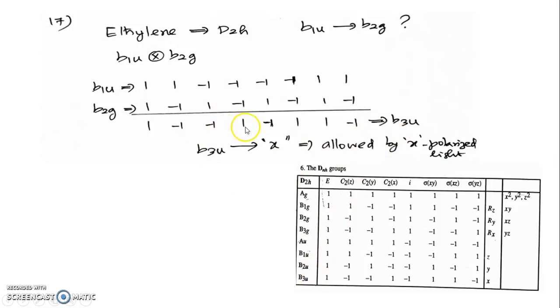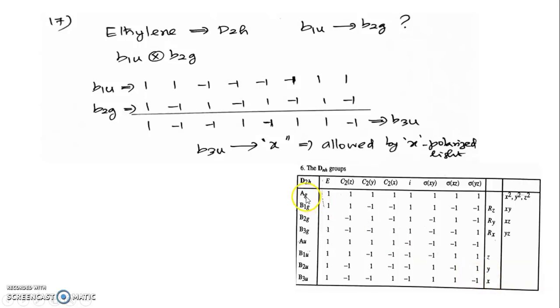See, 1, -1, -1, 1, -1, 1, 1, -1. These characters are present here, right? Which corresponds to the B3U irreducible representation. Now see, along B3U in column number 3 we have X. If X or Y or Z is present, then that transition is allowed. So the B1U to B2G transition is allowed in the ethylene molecule and it has an X component, so it is allowed by X polarized light.